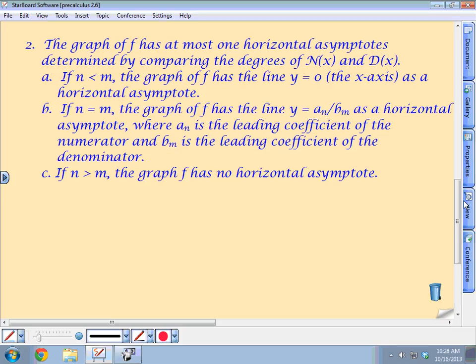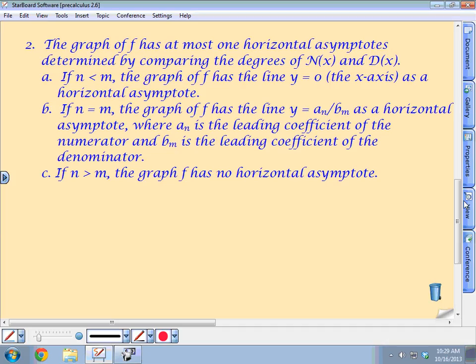Whether you have an asymptote, you're going to have to determine by comparing the degrees of the numerator and the denominator. So if the numerator is a lower degree than the denominator, then the graph does have a horizontal asymptote, and that asymptote is the x-axis. So anytime the numerator is a lower degree than the denominator, you'll have a horizontal asymptote at the x-axis.